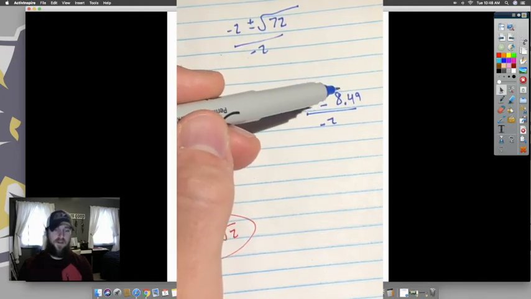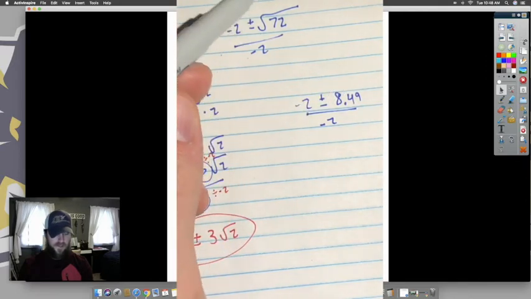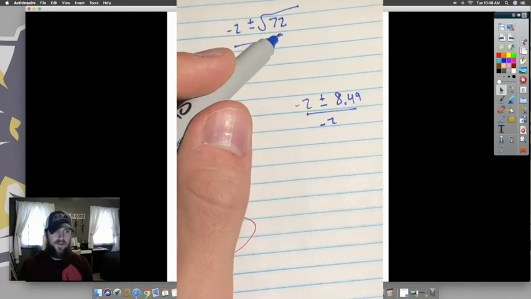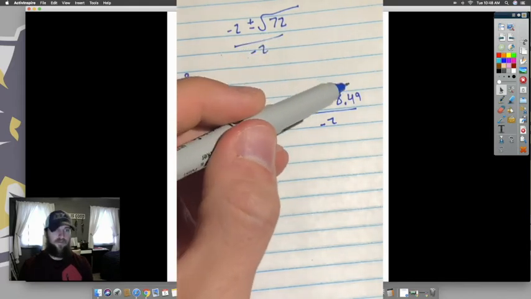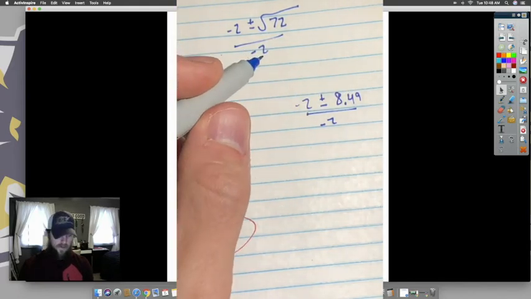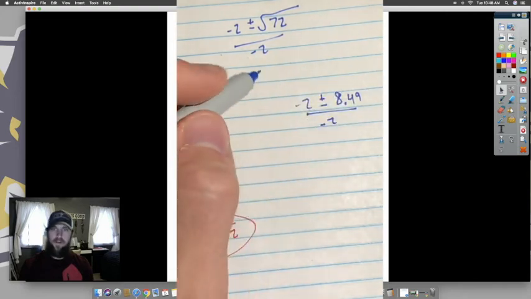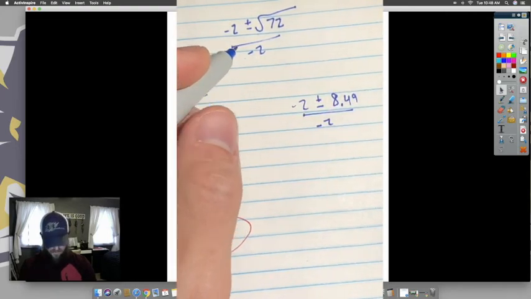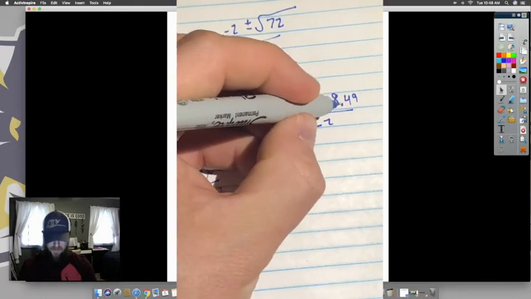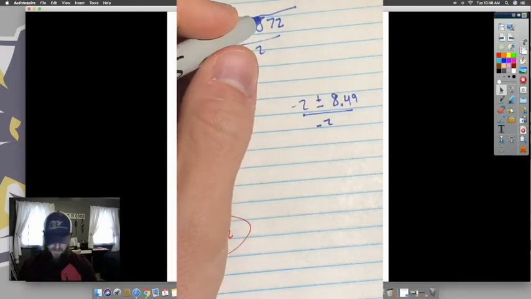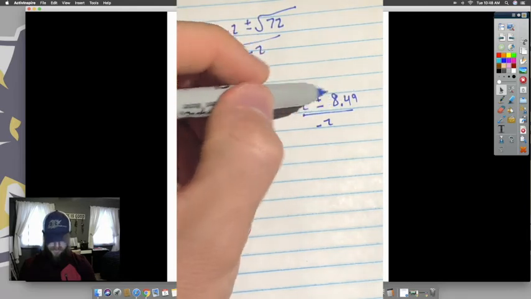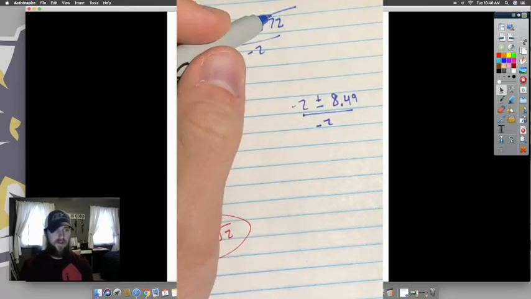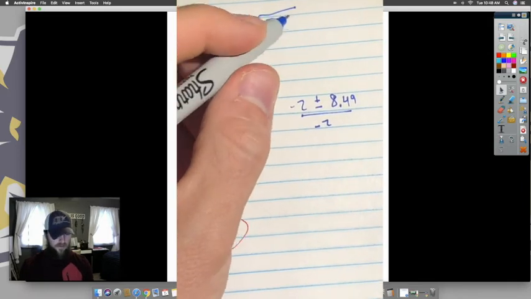And then we are going to have to round because since it's not a perfect square, we're getting an irrational number. Tens place, hundreds place is probably fine for what we're doing. So I'm going to go to the hundreds for all the examples that I do, as well as the practice problems. So we have negative 2 plus or minus, we get 8 and 49 hundredths approximately, all divided by negative 2. So now we can break that up into those two answers.